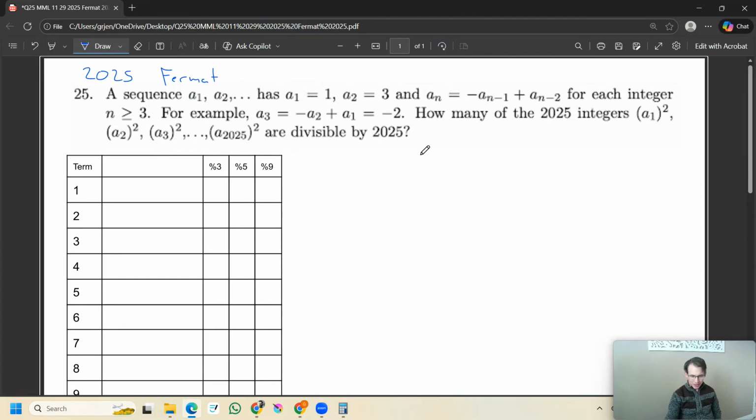This question is rather challenging, but it's not insurmountable, and I'll show you how you can answer questions like these by being very careful and thinking about things like, well, first of all, the number 2025.